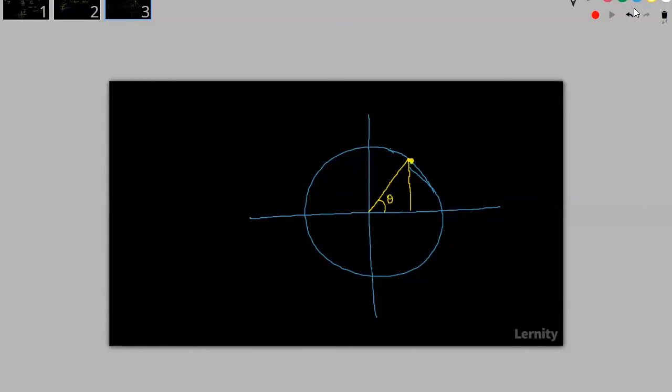This will give me an angle, right? So I now have a base and I have a height. So this is height, right? And this is base, right? And because this circle is a unit circle, this distance will always be equal to 1, because it is a radius.